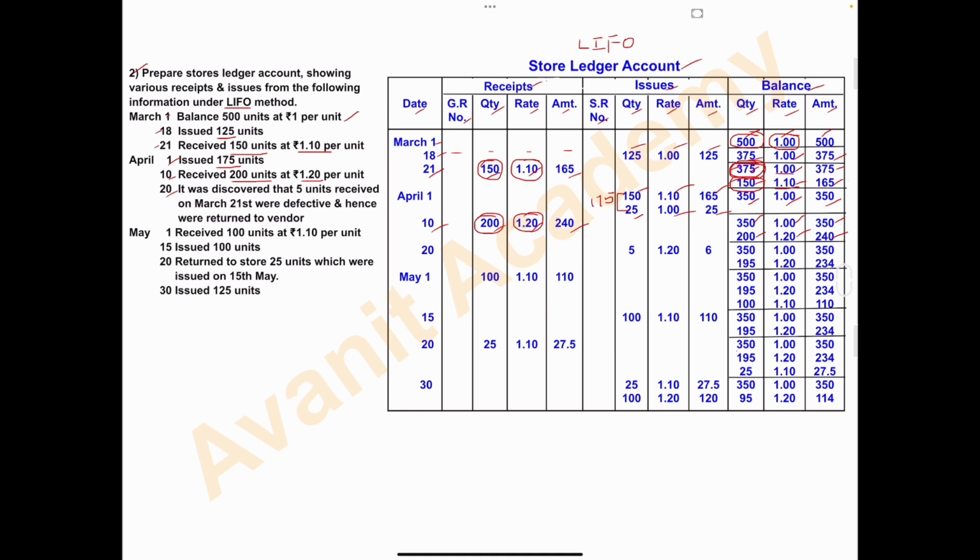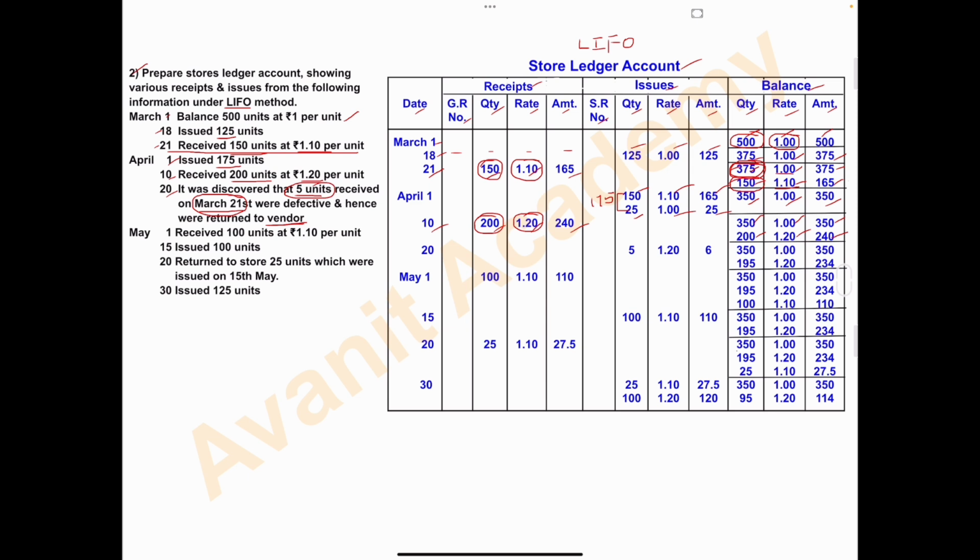Next is on 20th April. It was discovered that 5 units received on March 21st were defective and hence were returned to the vendor. See here, March 21st, we purchased 150 units at rupees 1.10. Out of this 150, 5 units are defective. So on April 20, they have returned 5 units to the vendor.